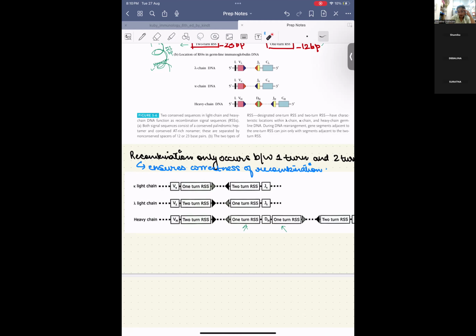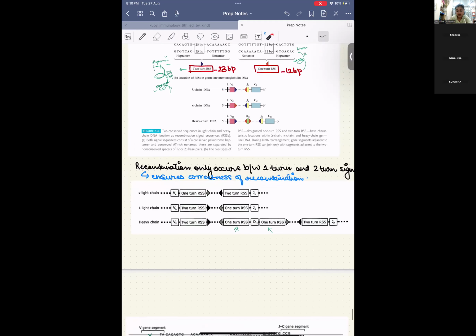It doesn't matter. So in lambda chain, if you see, we have a two-turn RSS sequence following the variable lambda region, and a one-turn RSS sequence preceding the J lambda region. But that is completely okay. The cells only want to ensure V joining J, it is not really going to make any difference if we have a one-turn RSS sequence with the J or a two-turn RSS sequence with the J. The only idea is to have these two facing towards each other so that recombination between them can occur. Now, so a very smart arrangement.